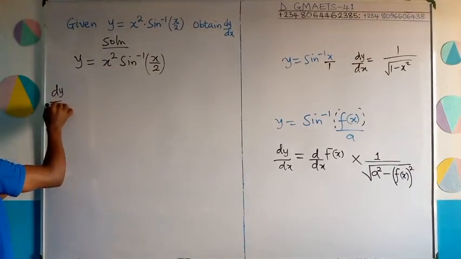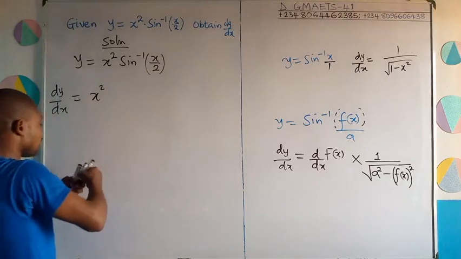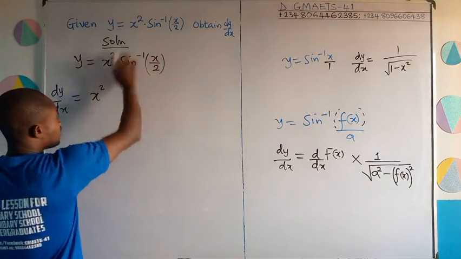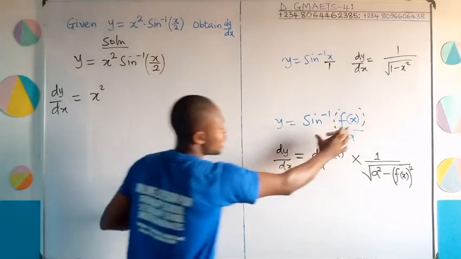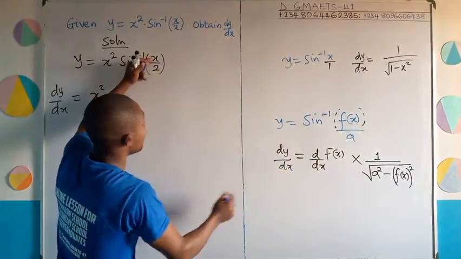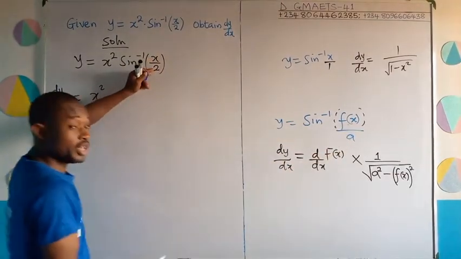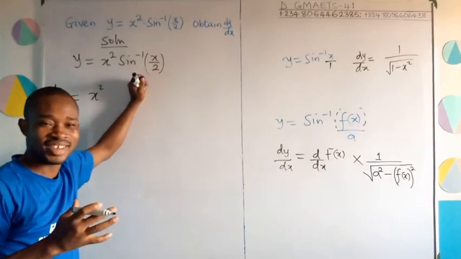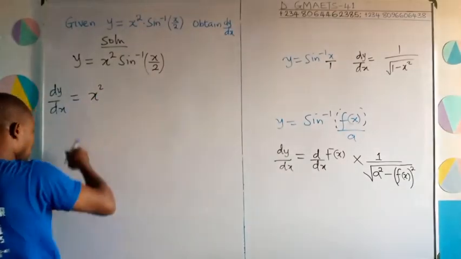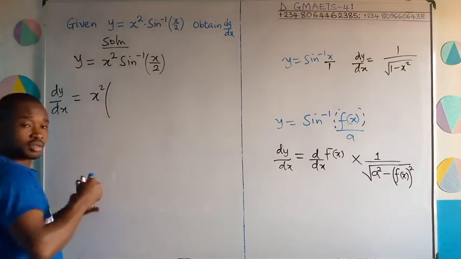Directly, dy/dx is equal to, I'm keeping x squared constant, then I'll differentiate this sine inverse of x over 2. Now if you compare this with what I showed you here, our f of x is the numerator, x, then our a is this denominator 2. And with that, you'll be enjoying the process. Okay? So let us go. I'm going to multiply this by the derivative of that sine inverse.